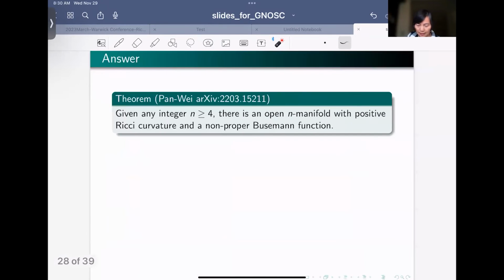After Cristina asked a question, we looked at examples. We can show from this example that the answer is negative, namely for dimension greater or equal to 4, we can find that the Busemann function is not proper, with positive Ricci curvature. I think dimension 3 is still open, surprisingly. I thought it should already be known, but I don't know the result. Okay, so any questions so far? Going a bit quick.